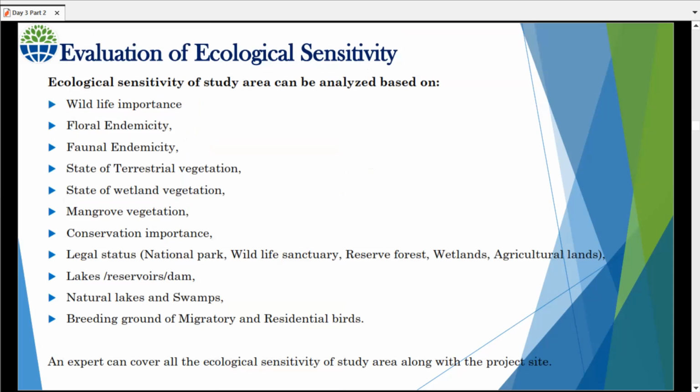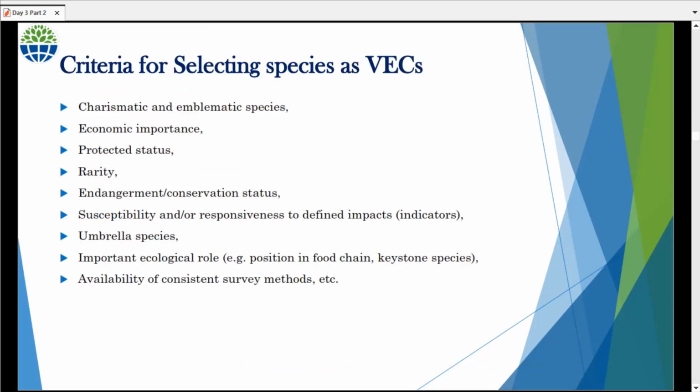And also we need to have the ecological sensitivity of that area in terms of wildlife importance, flora endemicity, faunal endemicity, state of terrestrial vegetation, state of wetland vegetation, mangrove vegetation, conservation importance, legal status in terms of national park, wildlife sanctuary, reserve forest, wetland, agricultural land, etc. Lakes, reservoir, etc. Swamps, riverine area, river, canal, breeding ground of migratory species. It can be. All these things we need to cover.